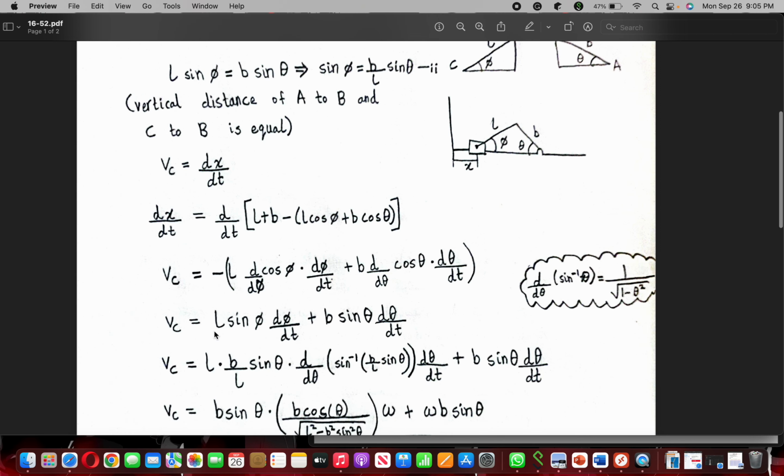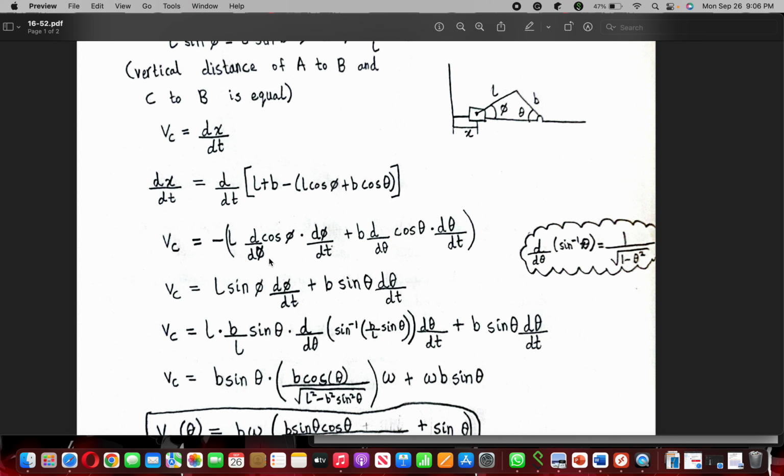And then in the next equation, you can see the minus sign is gone because the differentiation of cos always gives a negative sign, and that negative cancels the negative out. So we get the equation L sine phi d phi over dt plus b sine theta d theta over dt. So over here we have to remove the phi symbol because we need an equation in terms of theta.